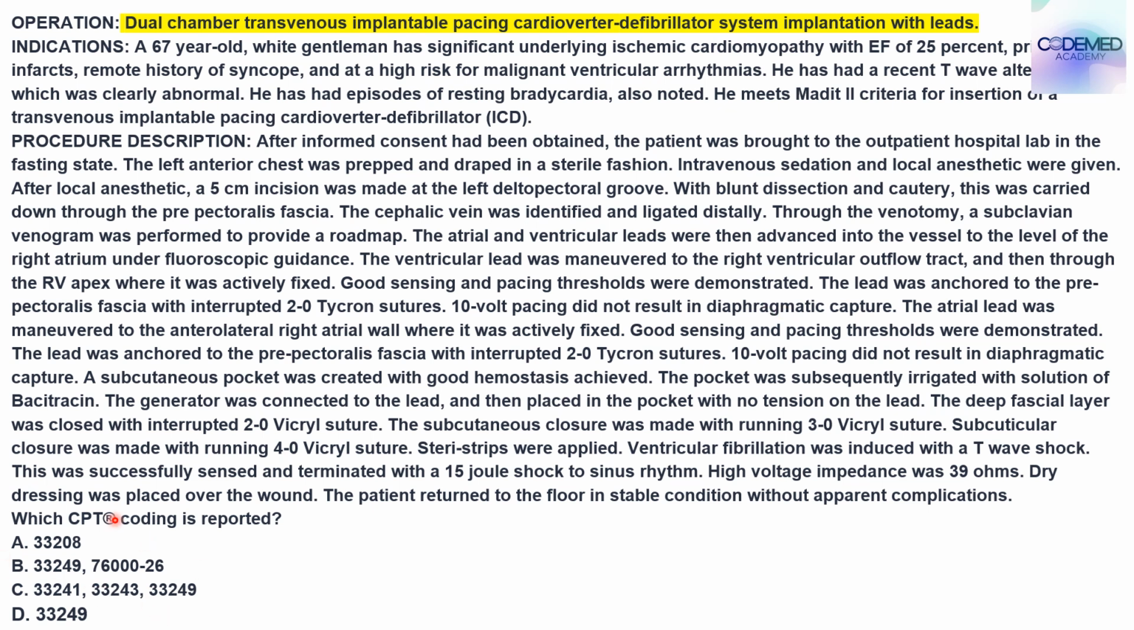Come to the code. The first code is wrong because it is the code for the pacemaker. Our system is a defibrillator. So we are left with these three options. Now let's see what the answer is. Our answer is 33249, option D, because we are putting the dual chamber transvenous defibrillator system into the patient.